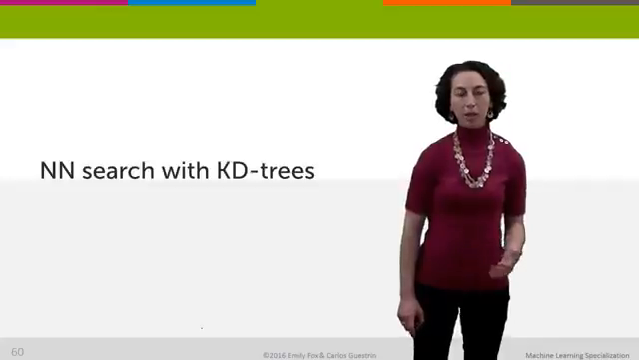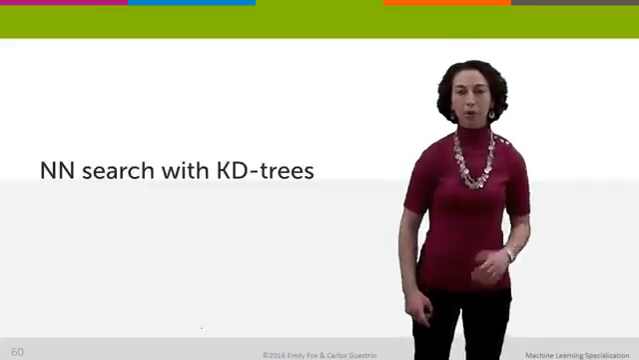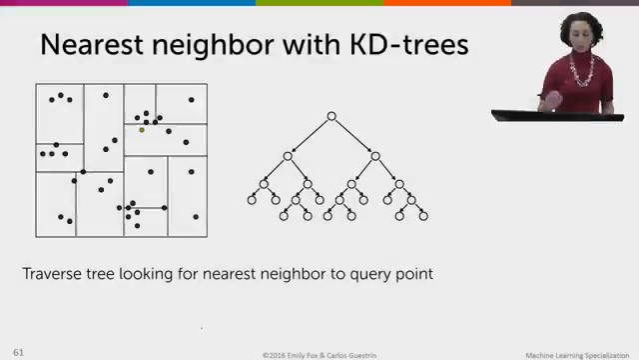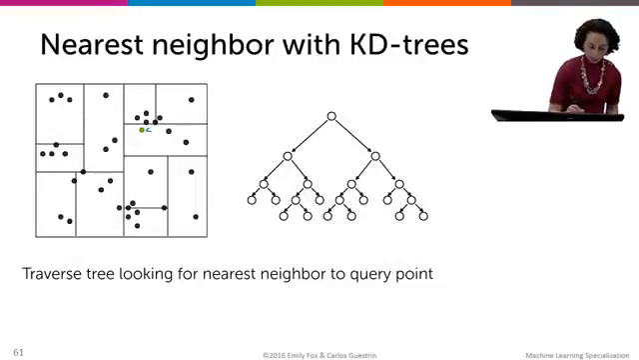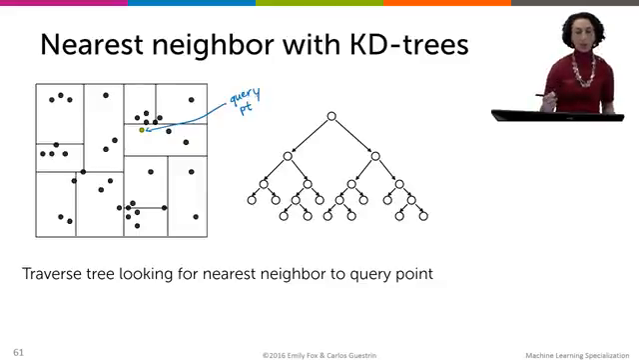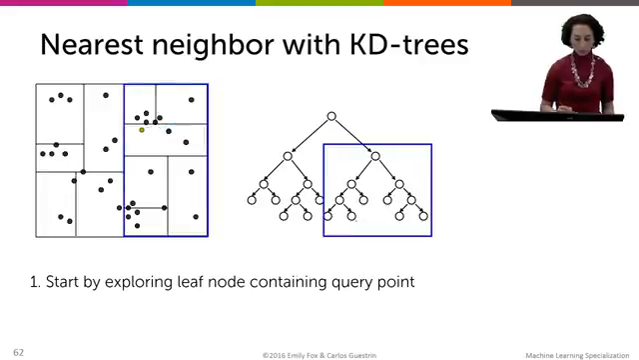Let's now discuss how KD trees can aid in efficiently performing nearest neighbor search. To start with, we're going to have our query point, which I'm showing with this green circle here. The first thing we're going to do is traverse the tree all the way down to the leaf node that contains that query point. What that means is we're going to check all the conditions of this point against the conditions at each one of these internal nodes until we get to a leaf node.